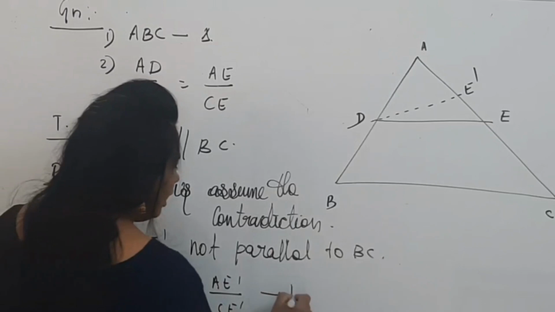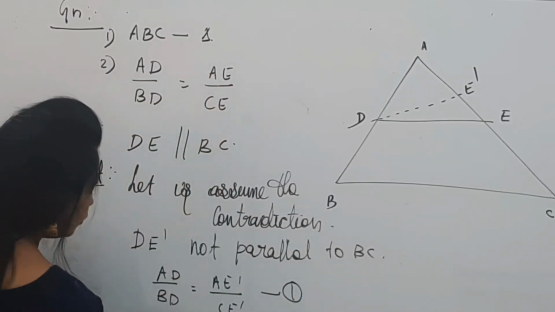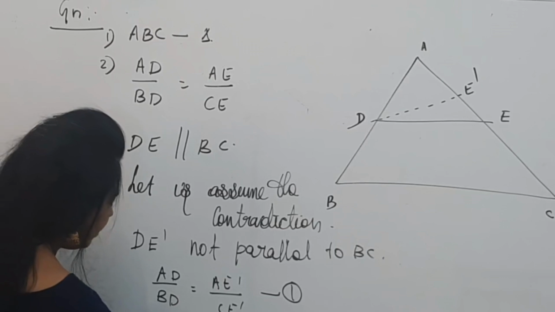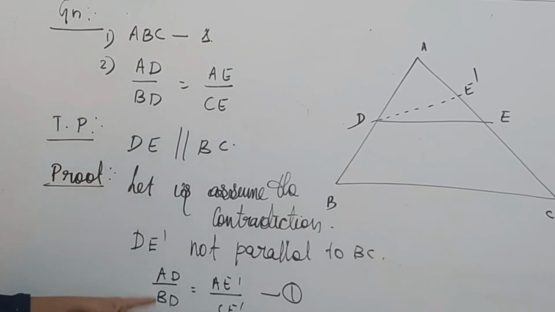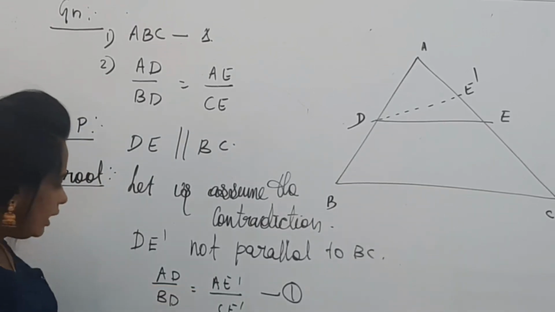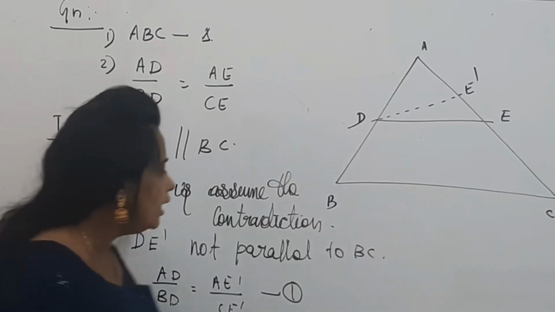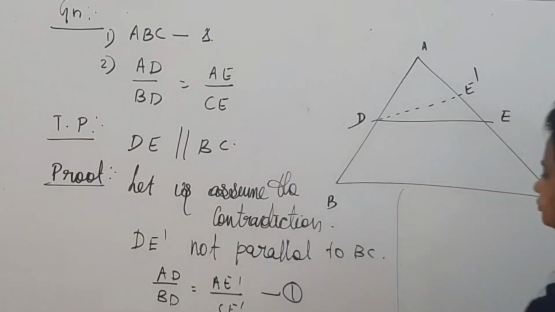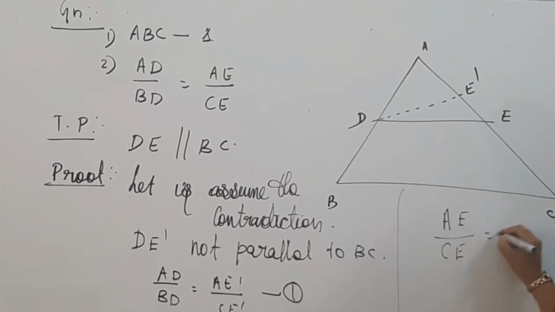Correct? But I know that AD by BD is equal to AE by CE. So I apply here AE by CE, which is also equal to AE dash by CE dash. Correct? So both are equal to this one. Now I consider only this ratio, that is AE by CE is equal to AE dash by CE dash.